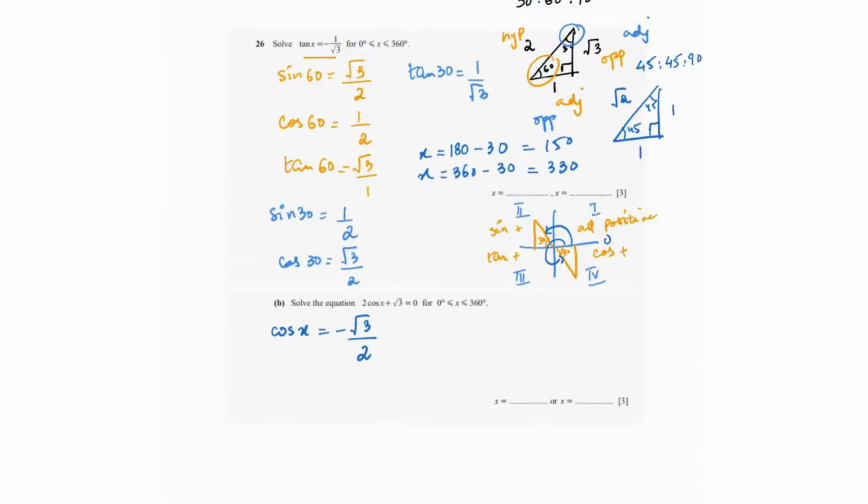So looking at a special triangle again, we saw that cos 30 is root 3 over 2. But now again we have negative. So if we draw the grid, we know that cos is going to be negative in the second quadrant and the third one. So 30 again over here and 30 again over here.